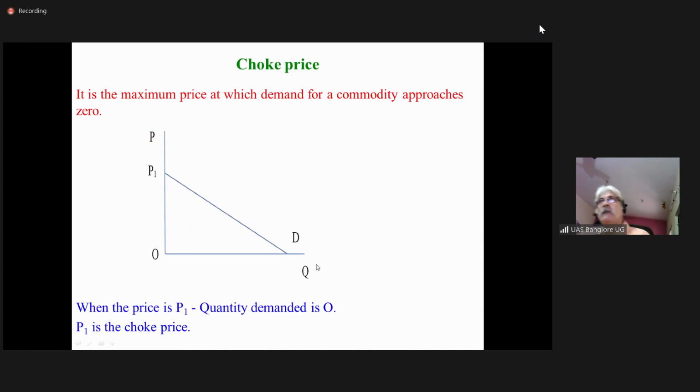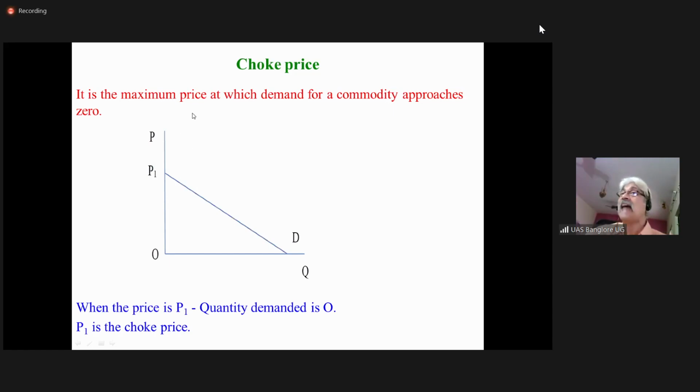Then choke price. Choke means what? Suppose somebody holds your neck very tight, you will be choked. You cannot breathe. Choking. Okay. So what is choke price? The price becomes so high that the demand will be choked. It will be squeezed. You cannot purchase. That is choke price. Okay.